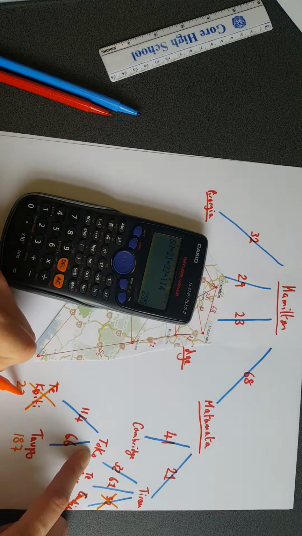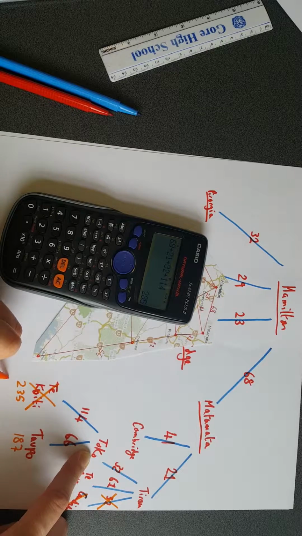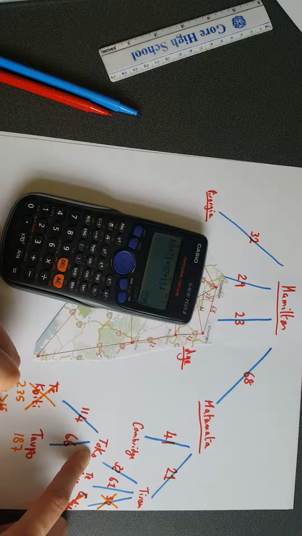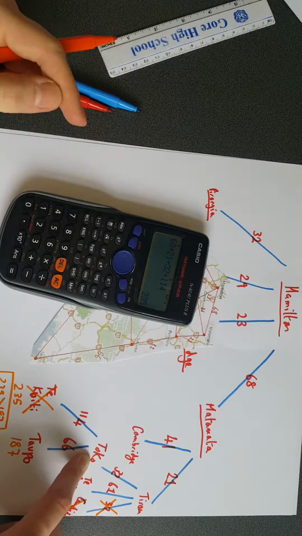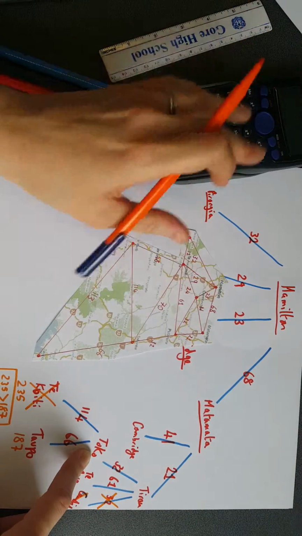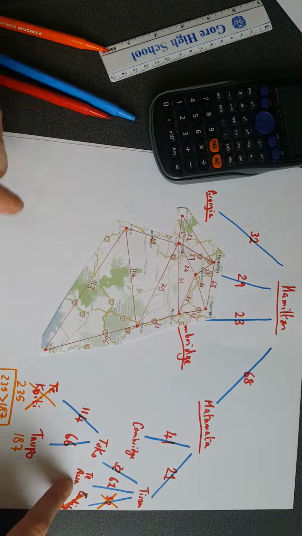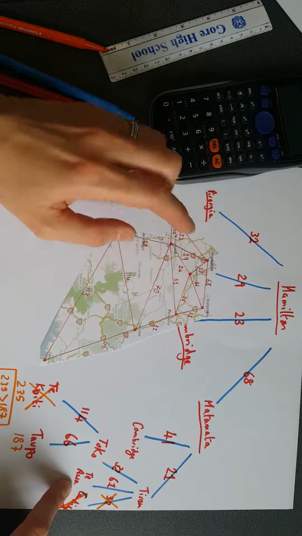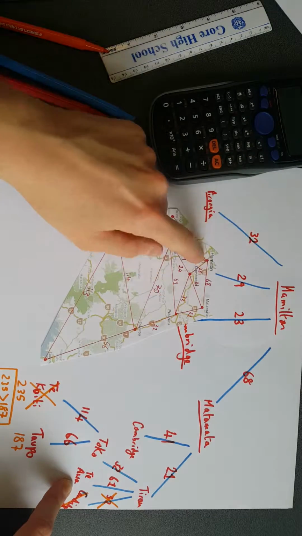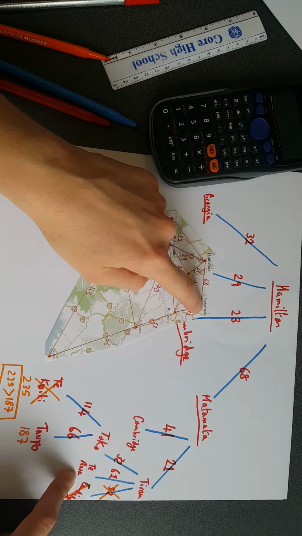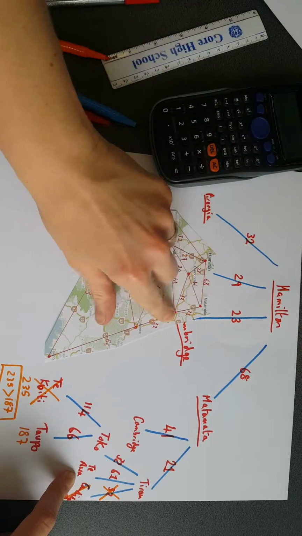So let's add them up. We travel 68, then we travel 21, then we travel 61, then we travel 48, and then we travel 113. So that's 311, which is greater than 187 so far. So I know that I'm going to cross that one through. I wouldn't use that route. So let's try the other one.